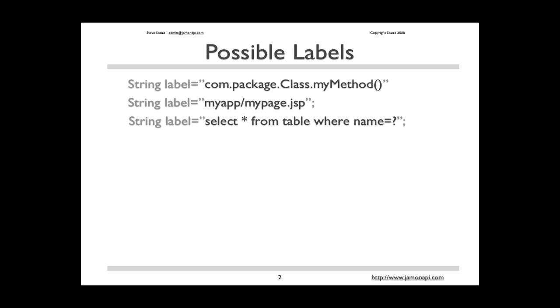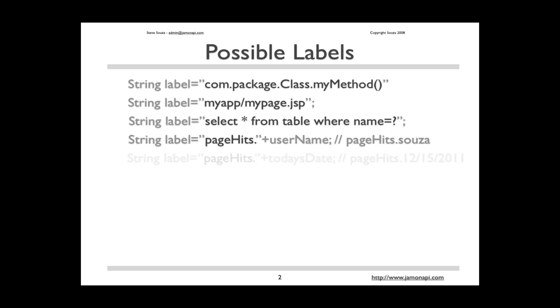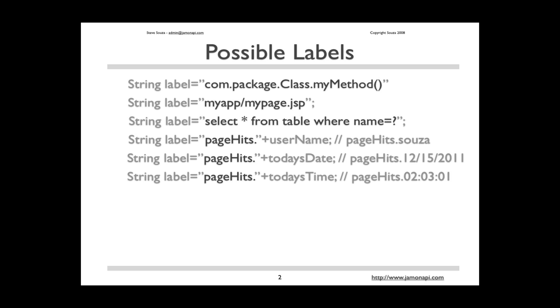You can also get creative with your strings and append usernames or a date to the end of them, as you can see in these examples. Being as JAMon is stored in a hash map, you don't want the keys to be too unique, however. For example, you wouldn't want to append the exact time to the second or millisecond, as this example shows.